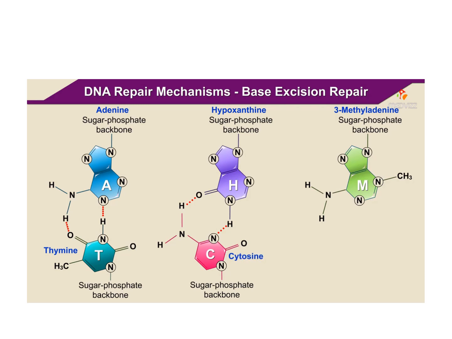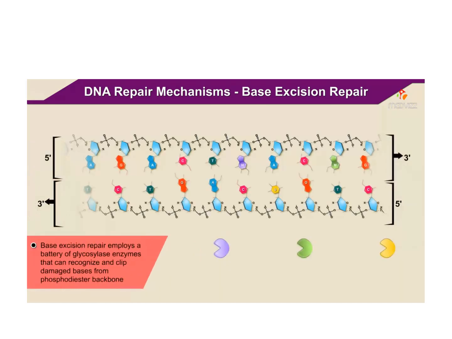3-methyladenine is even more damaging. When it is encountered in the replication fork, it stalls DNA synthesis. Consequently, repairing these mutations is vital for survival. Base excision repair employs a battery of glycosylase enzymes that can recognize and clip damaged bases from the phosphodiester backbone.